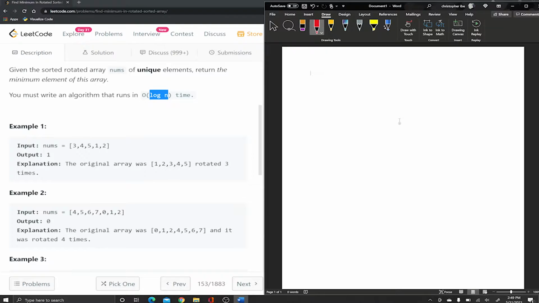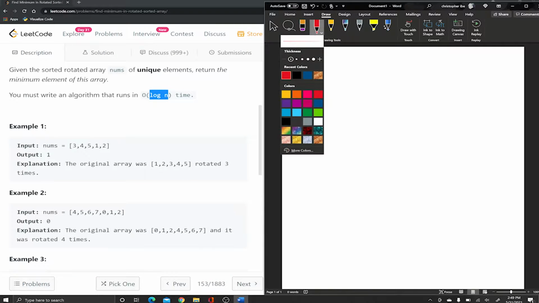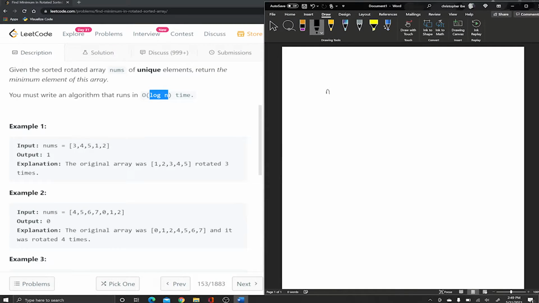Example 1 says nums. Okay, let me get a black color. It says nums, so nums is a rotated sorted array. Okay, so simply this array was just 1 2 3 4 5, and then it got rotated to the left. It got rotated to the left by 2. Okay, which is why these 2 guys went around to the back. Okay, and that kind of led us to this array.